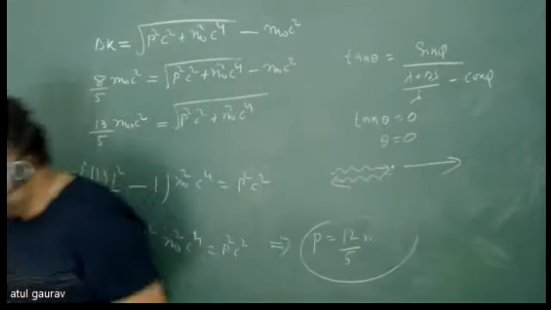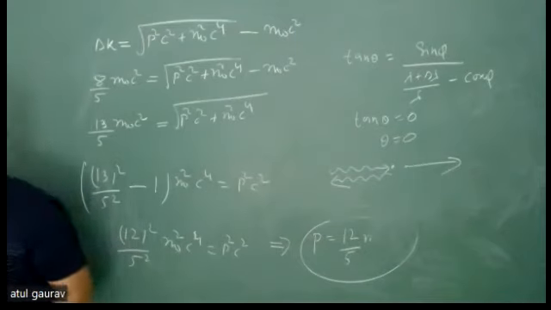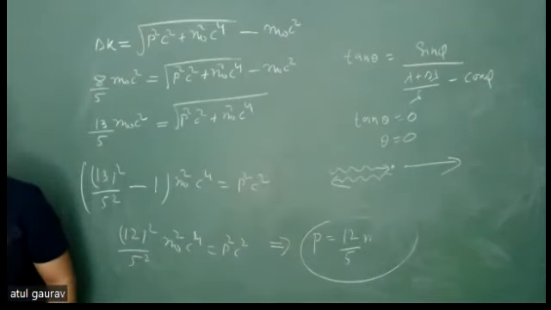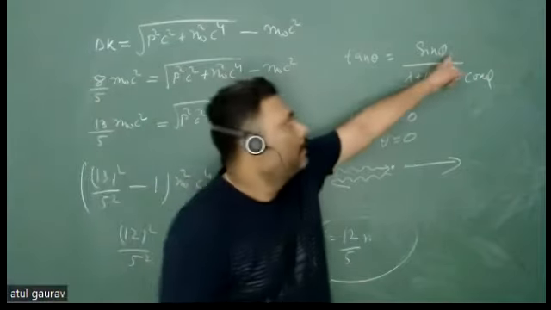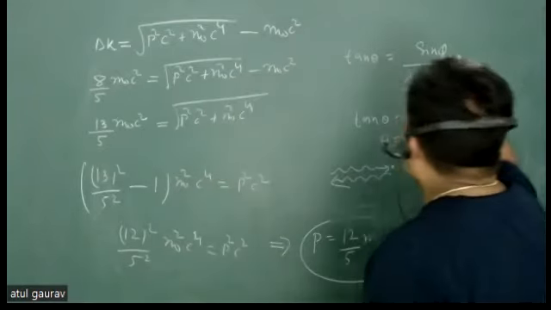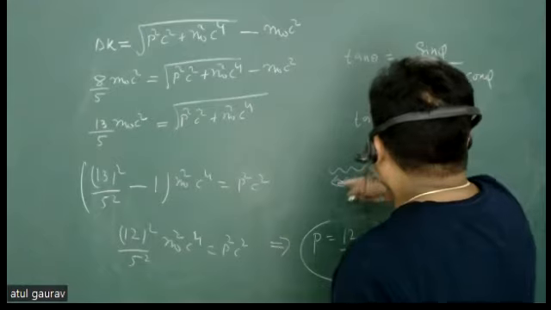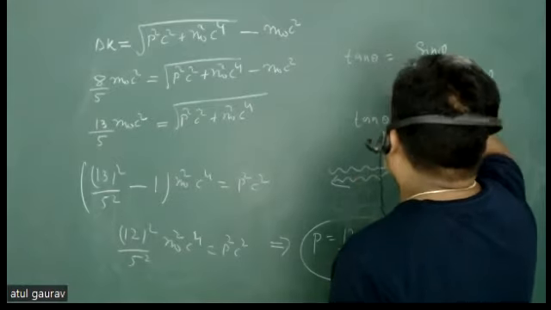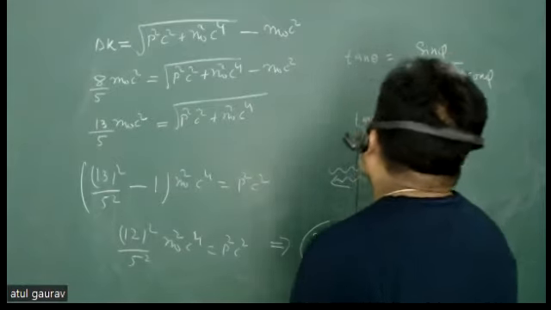Sir, tell me, how did tan theta become zero? Can you repeat? Tan theta how? It became zero because phi is equal to pi. Because it is given that it is back scattered, so phi is pi, so tan theta is 0.